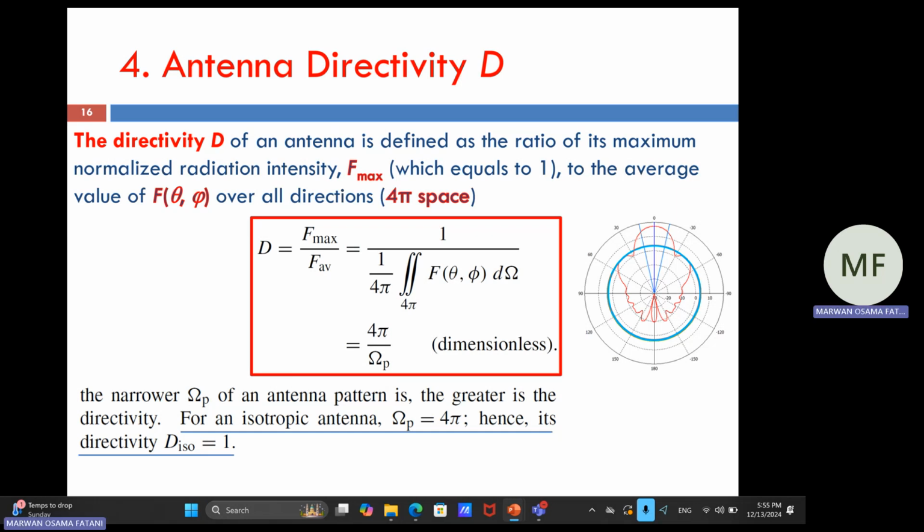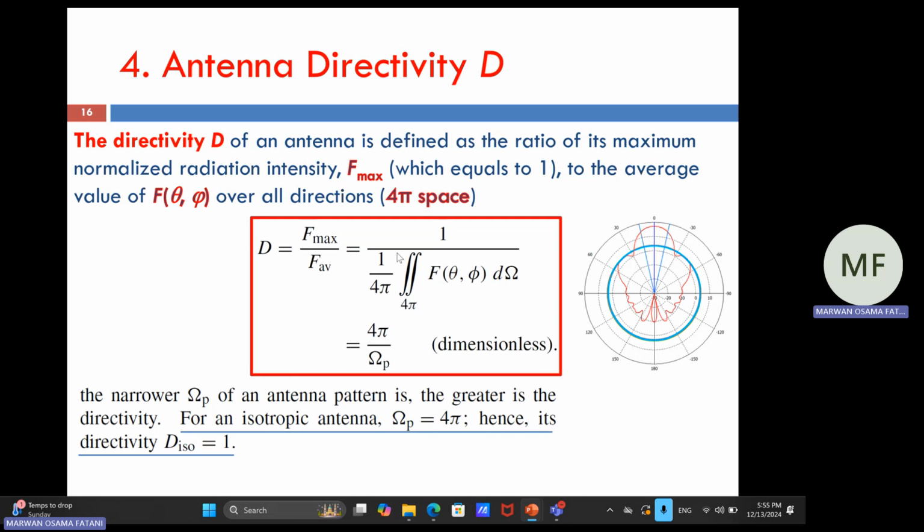Now, we're going to talk about directivity. The definition of directivity, according to the book, is the ratio of its maximum normalized radiation intensity to the average value over all directions. In simpler terms, it is the ratio of the antenna's maximum radiation in a direction to the average radiation in all directions.